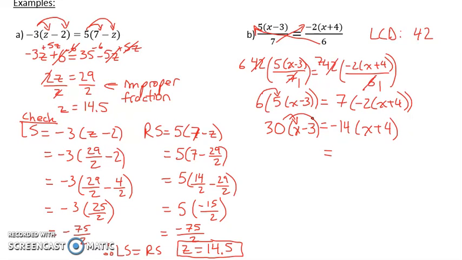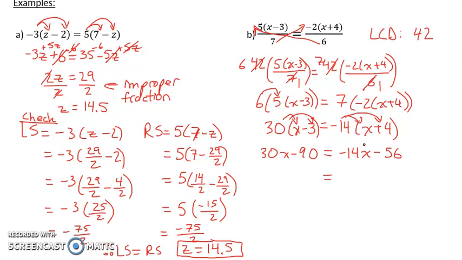Expanding this out now using the distributive property, using that rainbow rule, we get the following. 30x minus 90, and negative 14x minus 56.